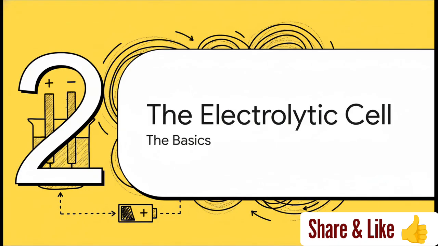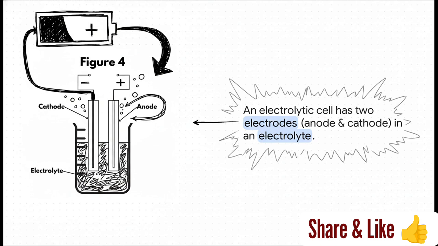Right, so to understand the anode and cathode, we first need to know where they live, and that place is the electrolytic cell. Let's have a look at the basic setup. Okay, take a look at this diagram with me. The setup is actually pretty simple.